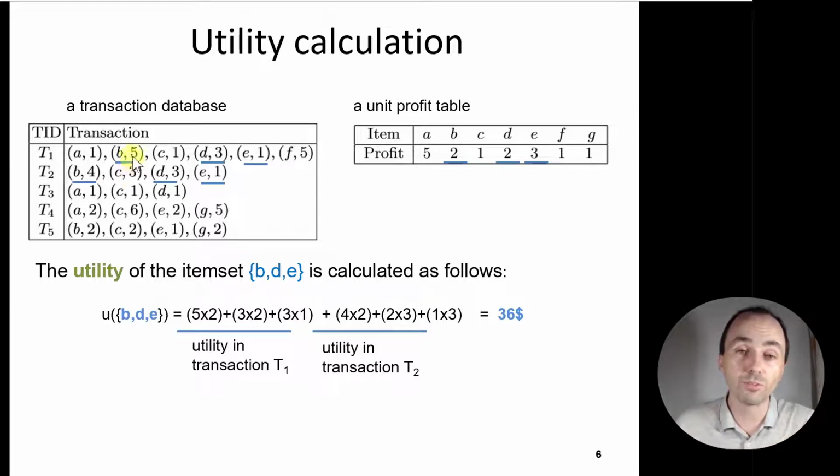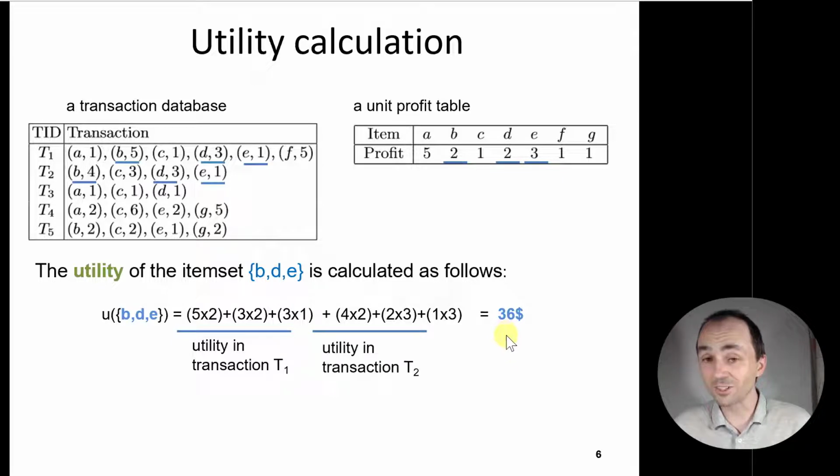So here we have B, 5 bread. And in the other table, the bread is a $2 profit. So 5 multiplied by 2. Now, in transaction 1, we also have D, 3 dates. $2 each profit, 3 multiplied by 2. And 1 egg, the egg is a $3 profit, so 3 multiplied by 1. Then we do the same for the second transaction for this part. So it will give us the total BDE as utility of $36, the profit. Okay. So I think this is easy to understand, right?